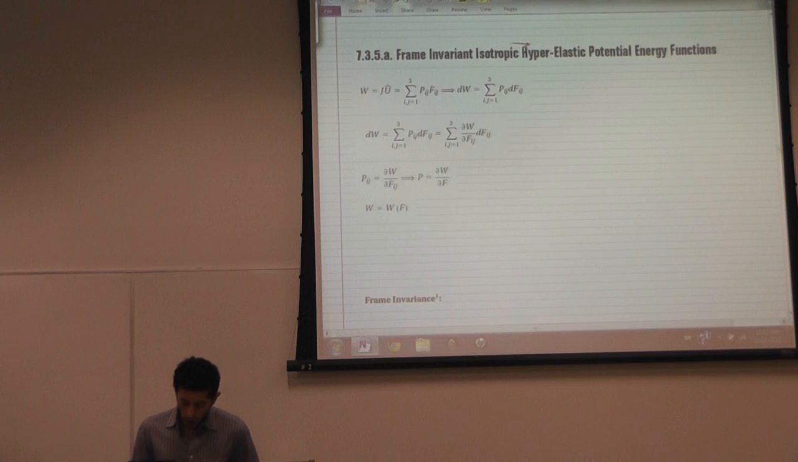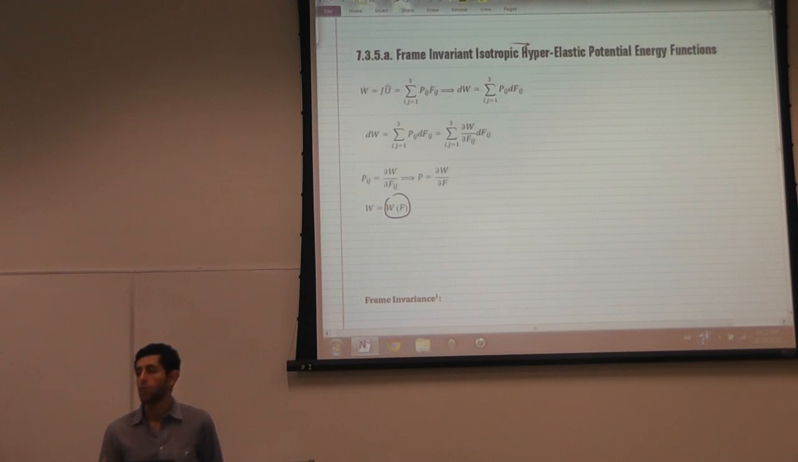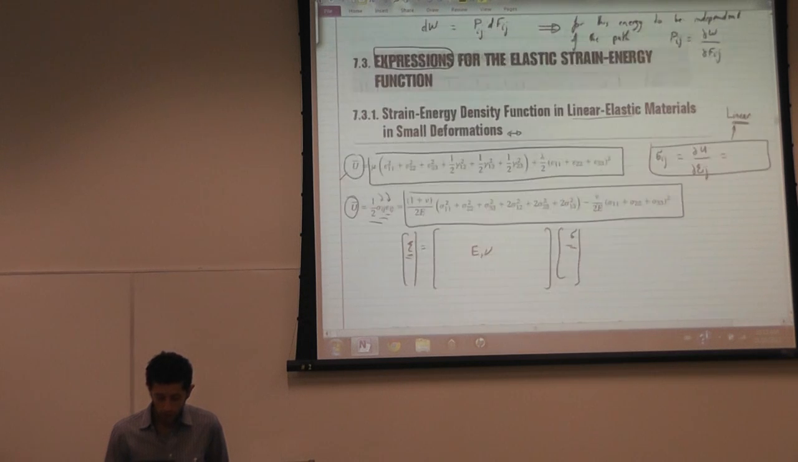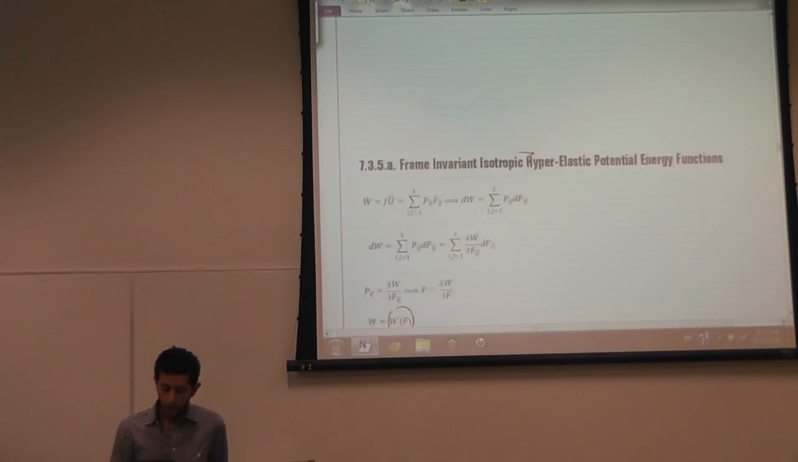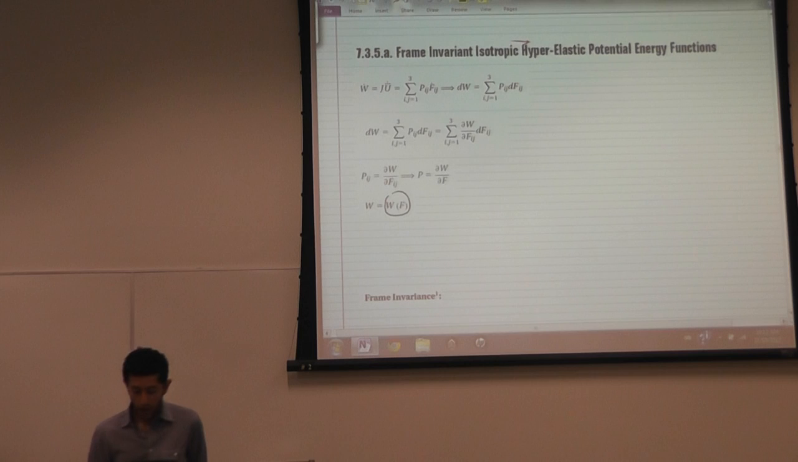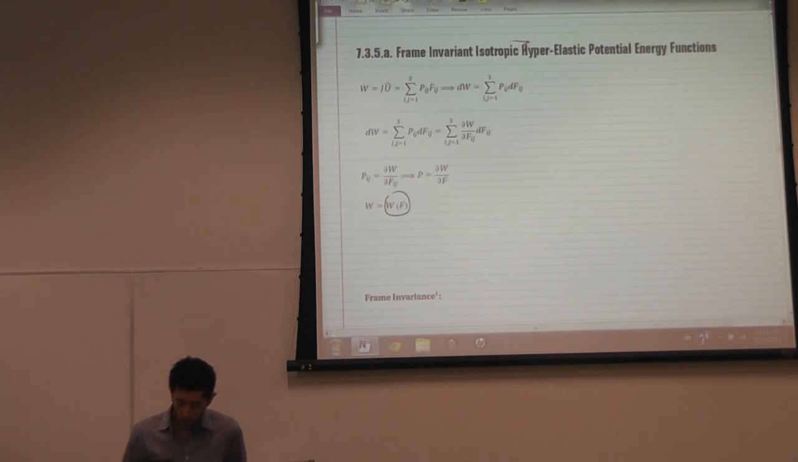So we now know that the energy I'm looking for, basically I just want to come up with a form for this W, similar to the form that says W is equal to mu epsilon squared plus lambda over 2 times epsilon 1 plus epsilon 2 plus epsilon 3 squared, but instead of those epsilons, I want Fs: F11, F12, and so on. So what are the possible forms? First, let's talk about frame invariance.